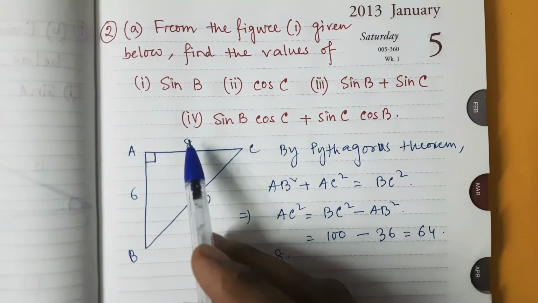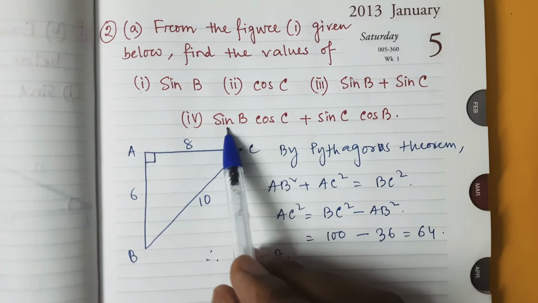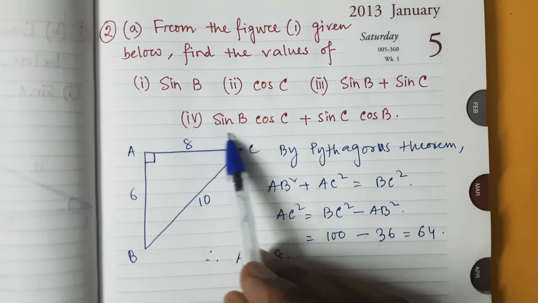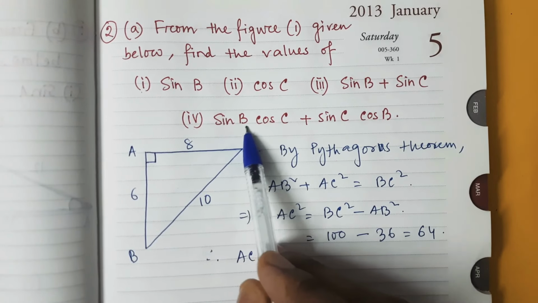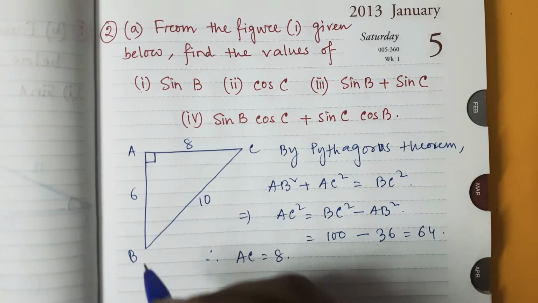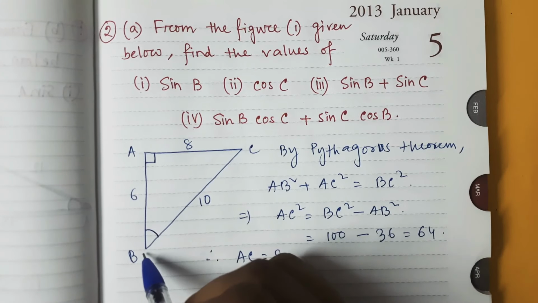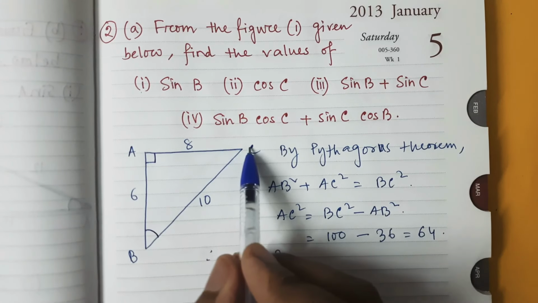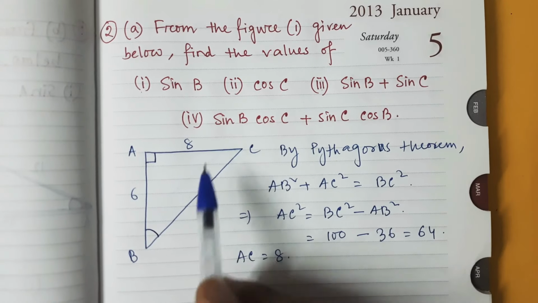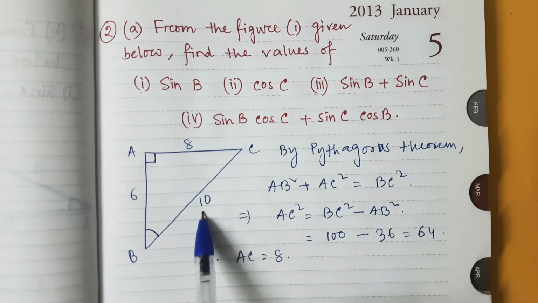Now we got all the values. So what will be the value of sin B? Whenever you are saying sin B, that means you are considering the angle B. That means this angle you are considering. If this is the angle you are considering, then this will be the base of this triangle and this will be perpendicular. And what is the formula of sin B? Sin B is perpendicular by hypotenuse.